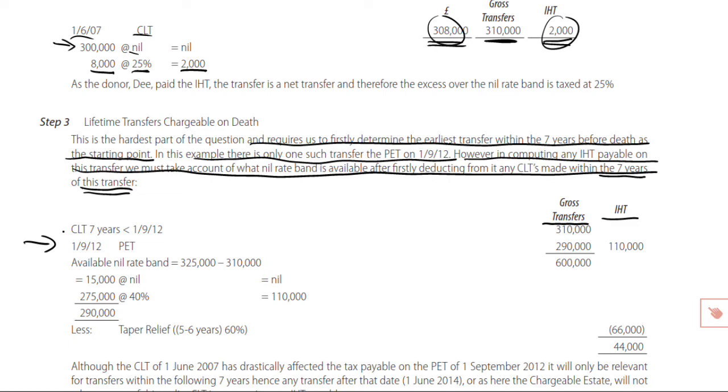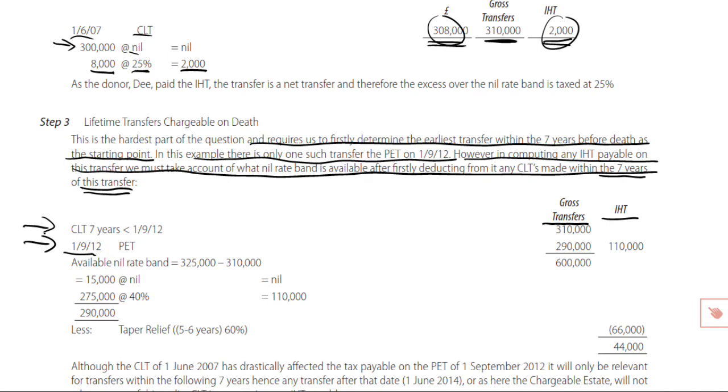What we've got, the first and only transfer made in lifetime, dated 1st of September 12. Because it's within the 7 years of the date of death, it becomes chargeable. But we need to know what the nil rate band available at this date was. And for that purpose, we show before it any CLTs made within the 7 years of that date.